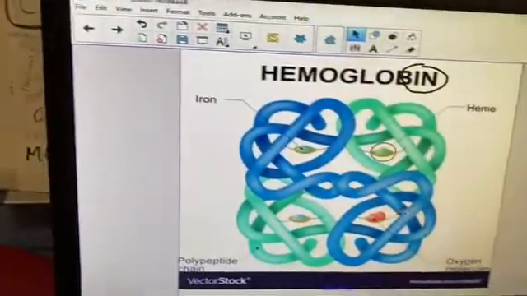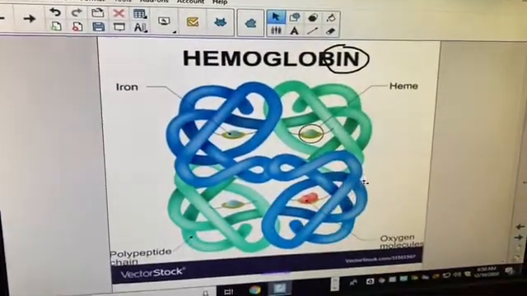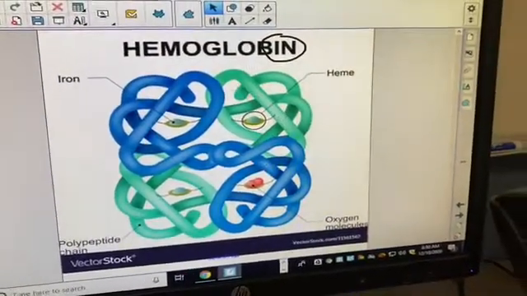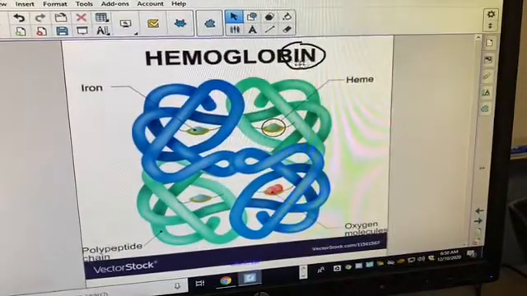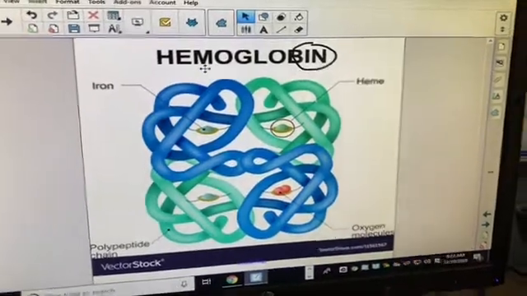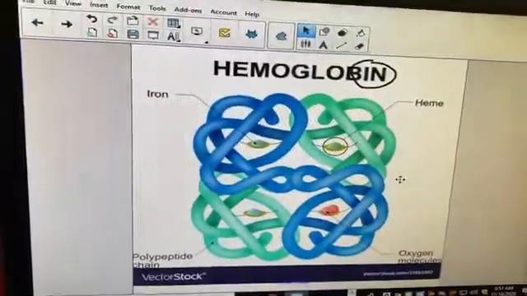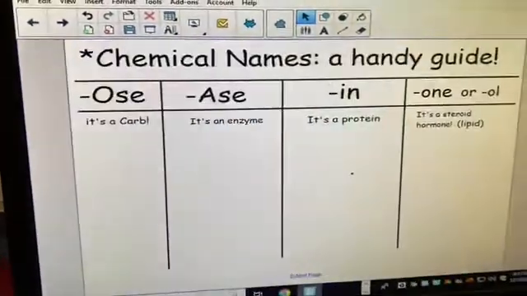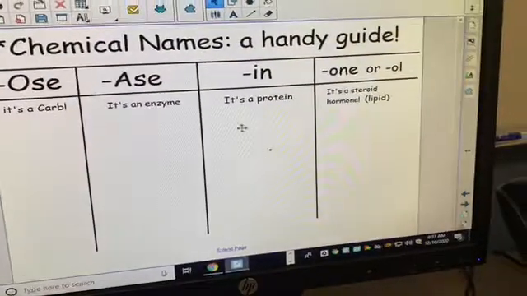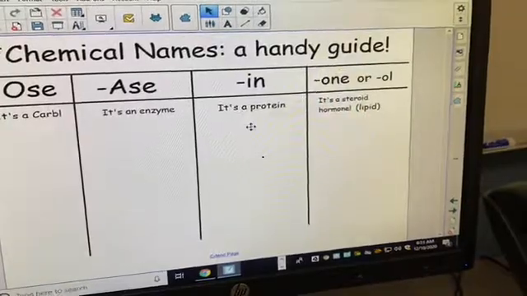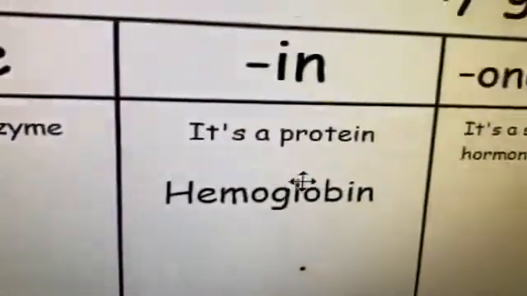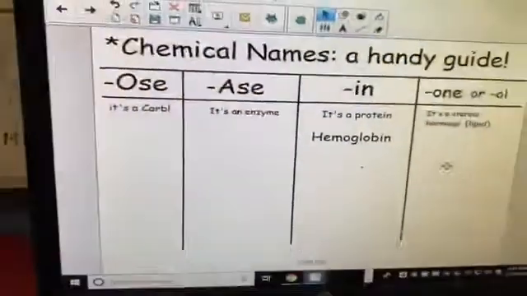Let's see, you may remember Little Red. Hey everybody. He carries oxygen with a molecule called hemoglobin. Ends in in. Hemoglobin. That means it's a protein. It is a protein, hemoglobin. Somewhere in here. Yeah, there it is. Hemoglobin. Notice it ends in in.